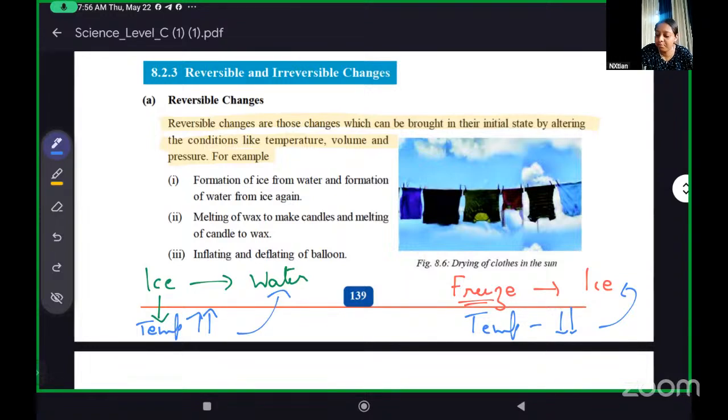Another example is melting of wax to make candles and melting of candle to wax. So this is heating. This is also temperature. In this one also there is a rise in temperature.